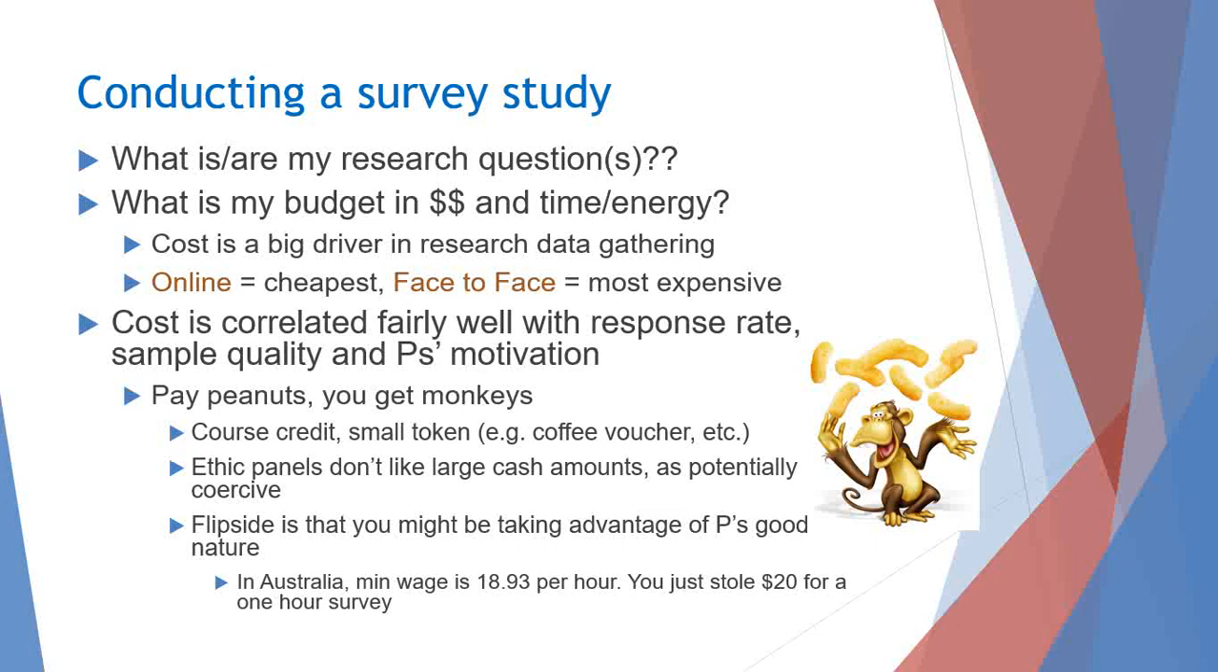But the flip side, and this is something that I do like to emphasize to researchers, is that if it's just course credit or a $5 coffee voucher, you're taking advantage of the participants' good nature. So in Australia, the minimum wage is $18.93 per hour. If you get them to fill out a survey, you just stole $20 from their pocket. So it's something to be considered when you're talking about recruiting participants.